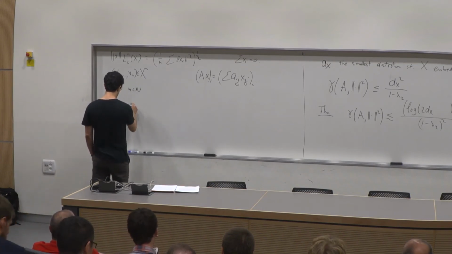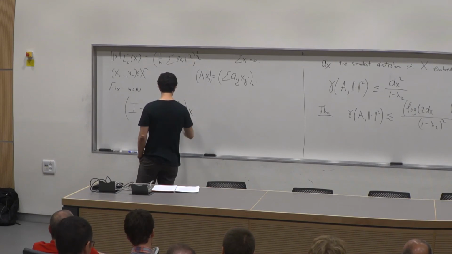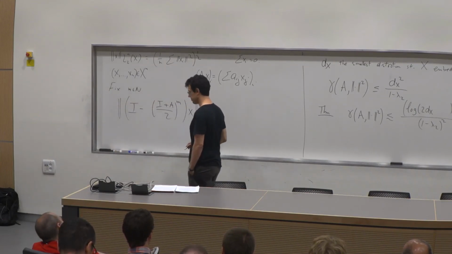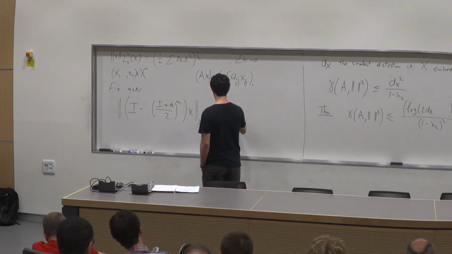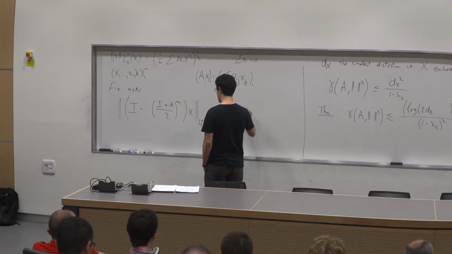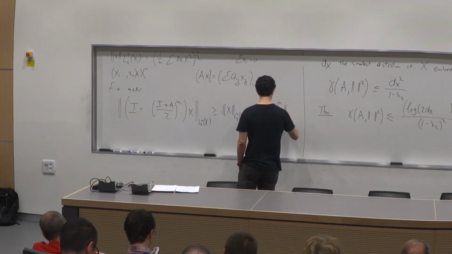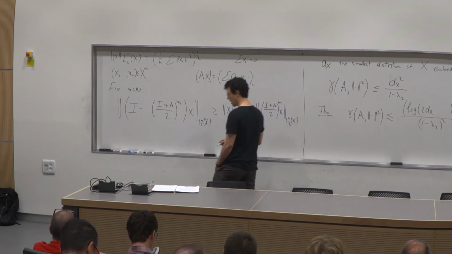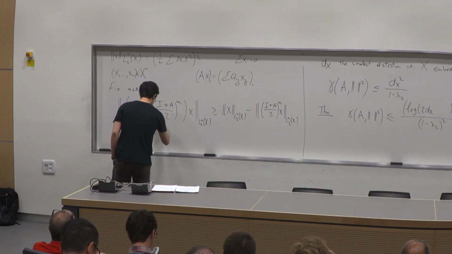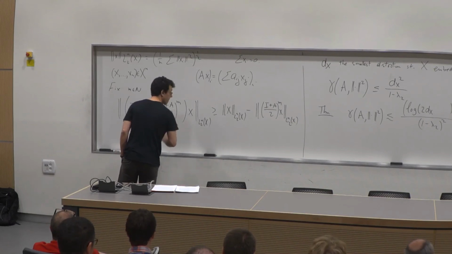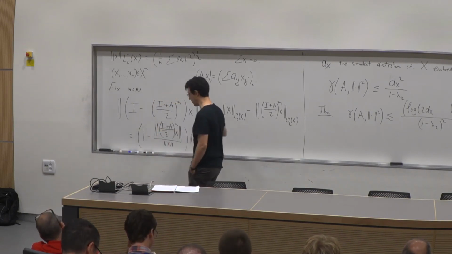So let's look now at the identity minus I plus A over 2 to the M applied to X, in L2N of my space. So this is, of course, at least the norm of X minus the norm of I plus A over 2 to the M X. That's the triangle inequality. And I can write this as 1 minus this norm. All these norms are in L2 N of X. Everybody agrees?